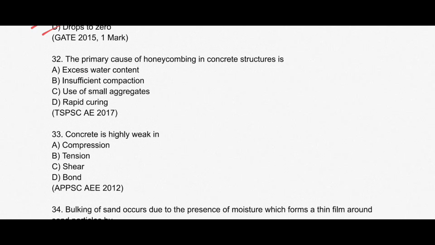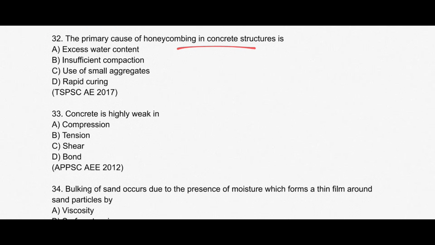32nd question. The primary cause of honeycombing in concrete structures: excess water content, insufficient compaction, use of small aggregates, rapid curing. So the answer is insufficient compaction, which causes honeycombing. So option B is the correct answer.